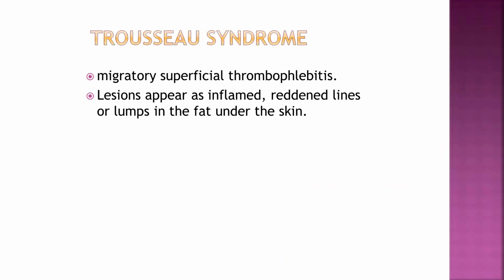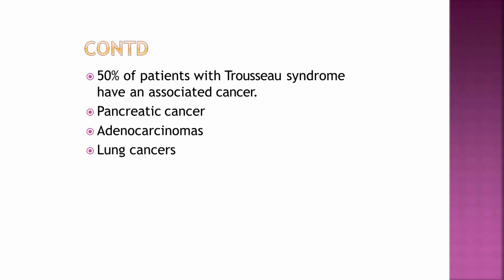Trousseau syndrome, migratory superficial thrombophlebitis. Lesions appear as inflamed reddened lines or lumps in the fat under the skin. 50% of patients with Trousseau syndrome have an associated cancer, usually pancreatic, then adenocarcinomas and lung cancers.